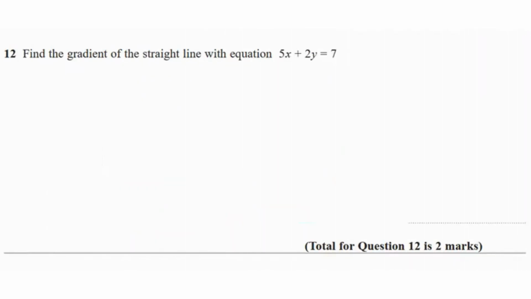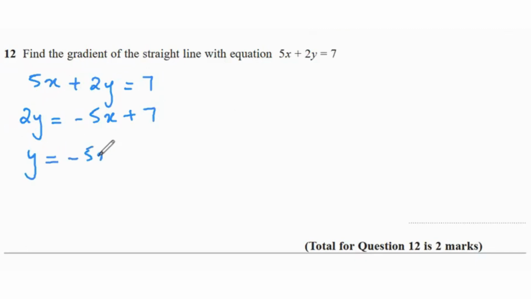Then another type of question you can get is an equation like we have over here, and they're asking us to find the gradient of the straight line. So to find the gradient of a straight line, we need to make sure that the equation is in the slope-intercept form. Over here, this is not in the slope-intercept form, because in the slope-intercept form, y is the subject of the equation. So to convert this into slope-intercept form, first we're going to begin with taking 5x to the other side. So 2y equals negative 5x plus 7. Then we're going to divide negative 5x and 7 by 2.